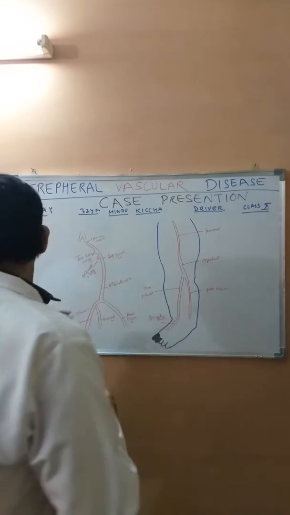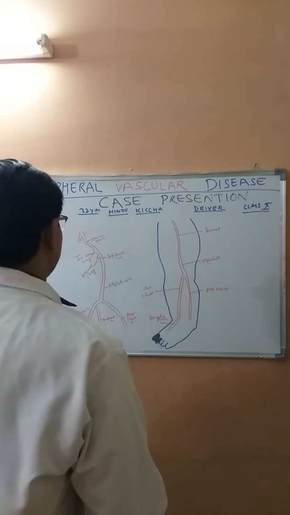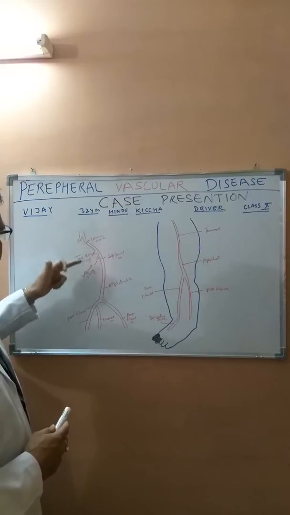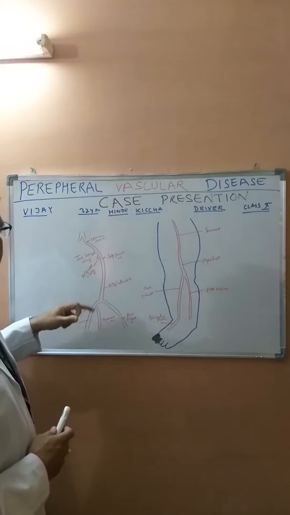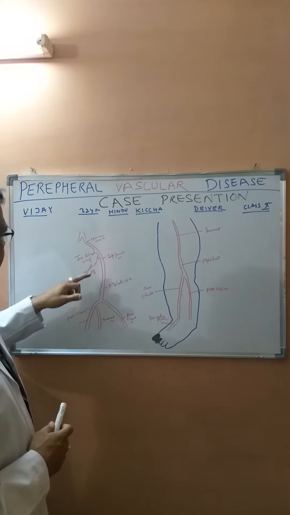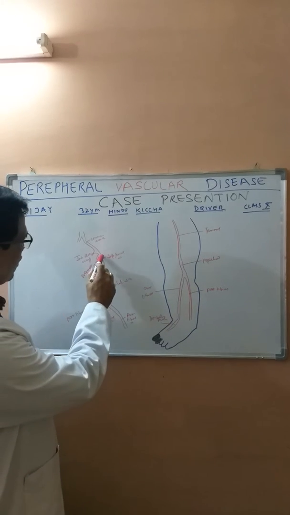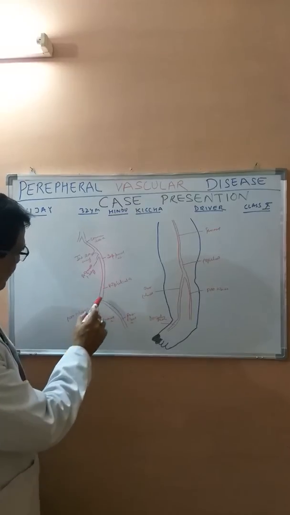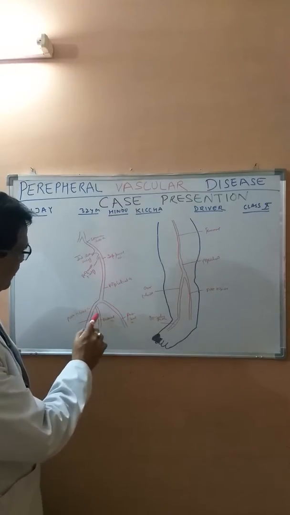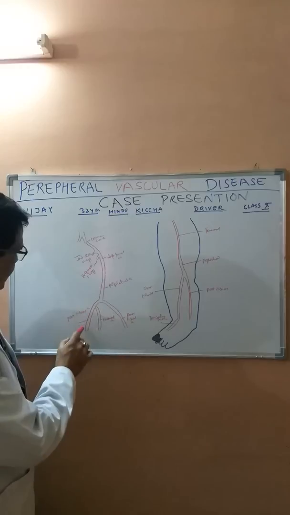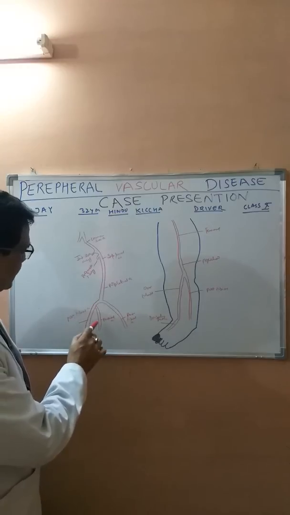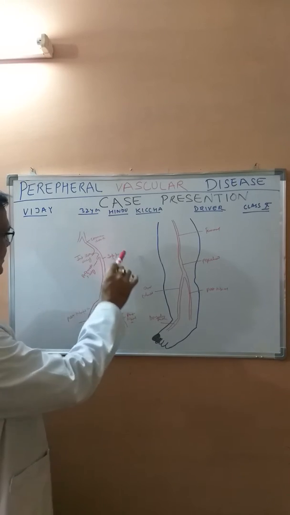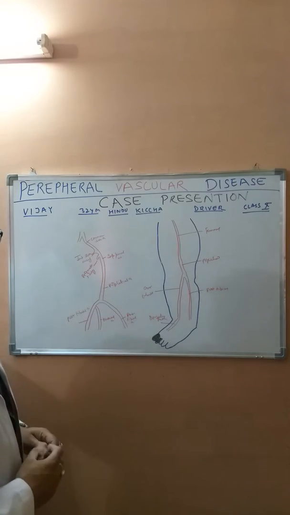If you see the diagram of the arterial supply of the lower limb, we have the common iliac artery, then the internal iliac artery, then the profunda femoris artery, then there is the superficial femoral artery which is continuous as the popliteal artery. The popliteal artery gives two main branches, the anterior tibial artery and the posterior tibial artery, and one small branch, the peroneal artery. So this is the arterial system that is affected in peripheral vascular disease.